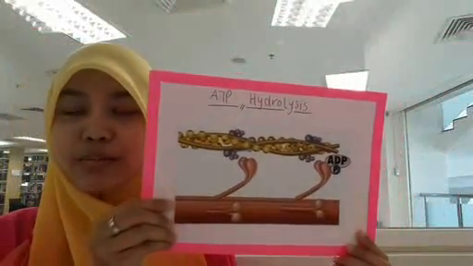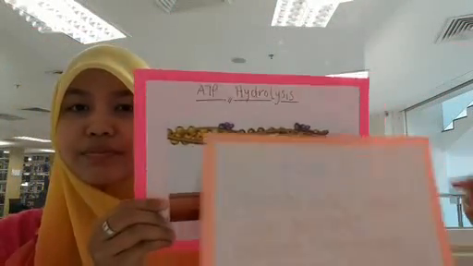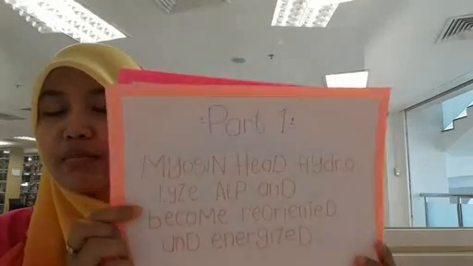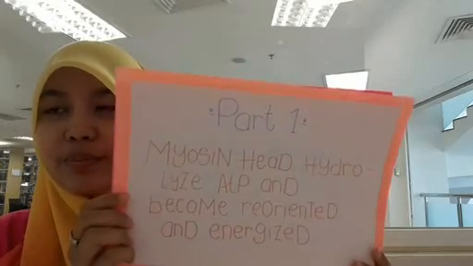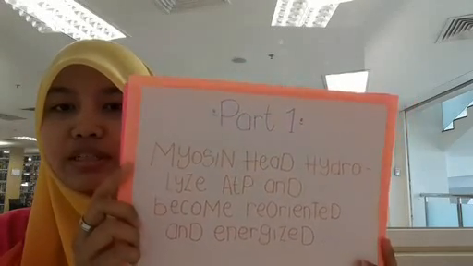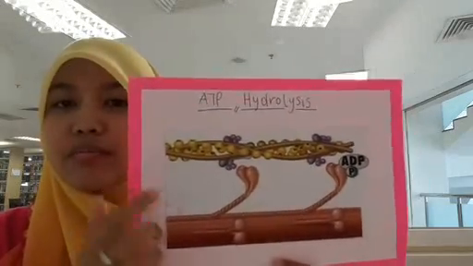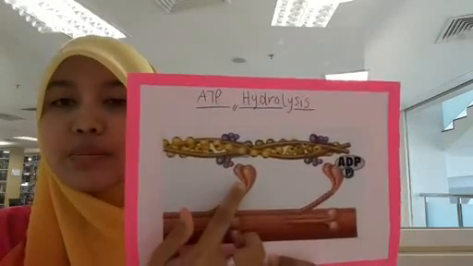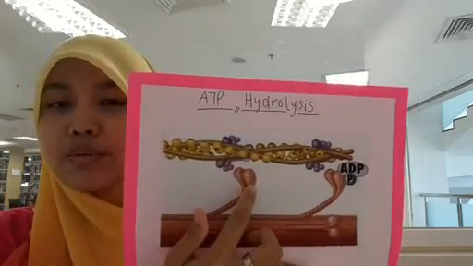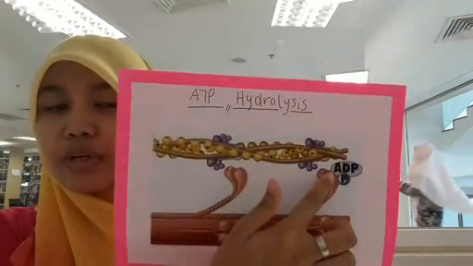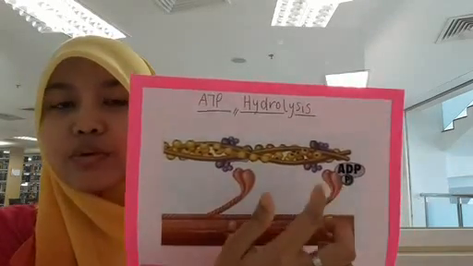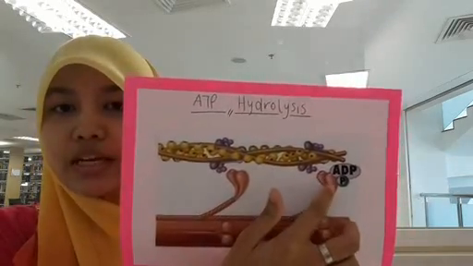Okay, now I will talk about ATP hydrolysis. Myosin head hydrolyzes ATP and becomes oriented and energized. The myosin ATPase portion at the myosin head will split the ATP into ADP and phosphate, which will remain attached to the myosin head.